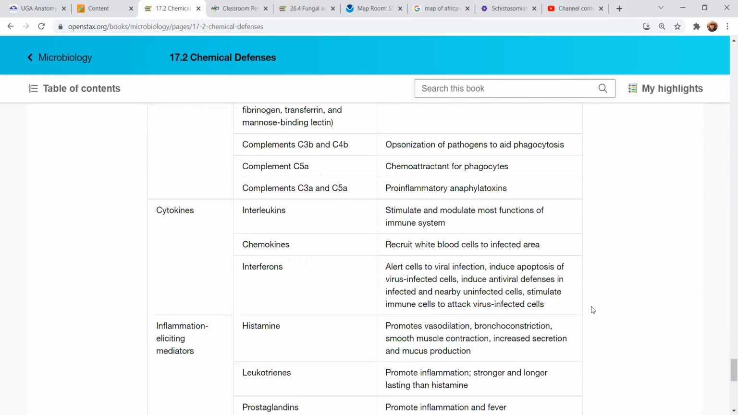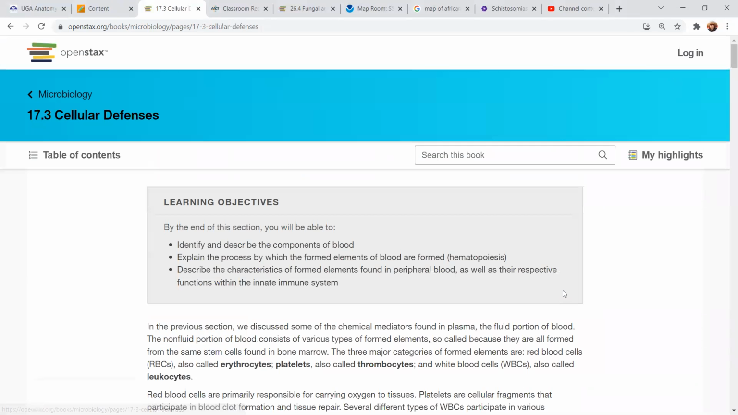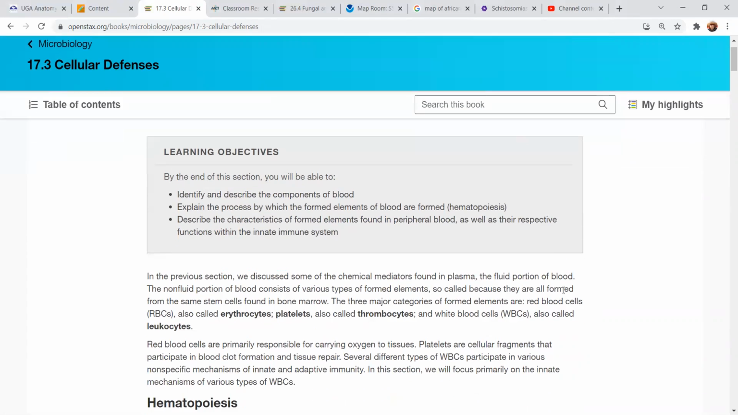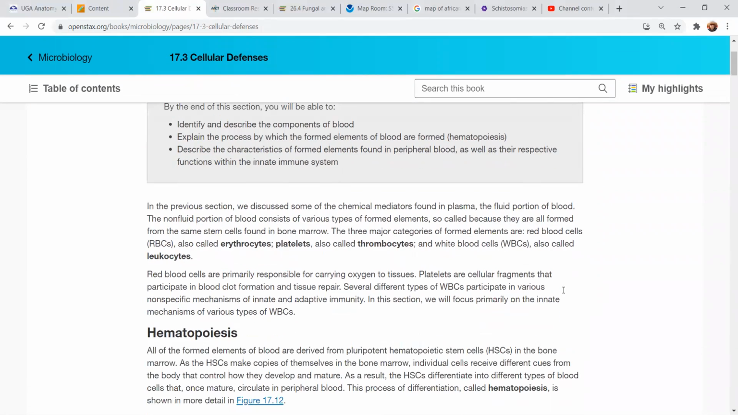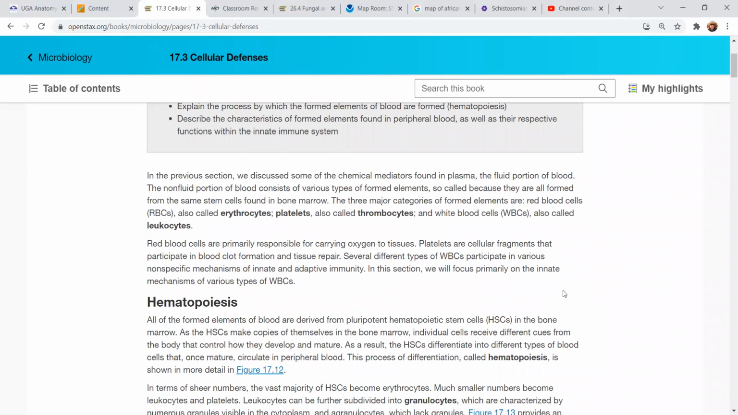And so here's a table that kind of summarizes those. Now, getting into our cellular defenses. So we looked at physical, we looked at chemical. Now we're going to look at cellular defenses. When we look at cellular defenses, we have to really kind of consider blood cells.